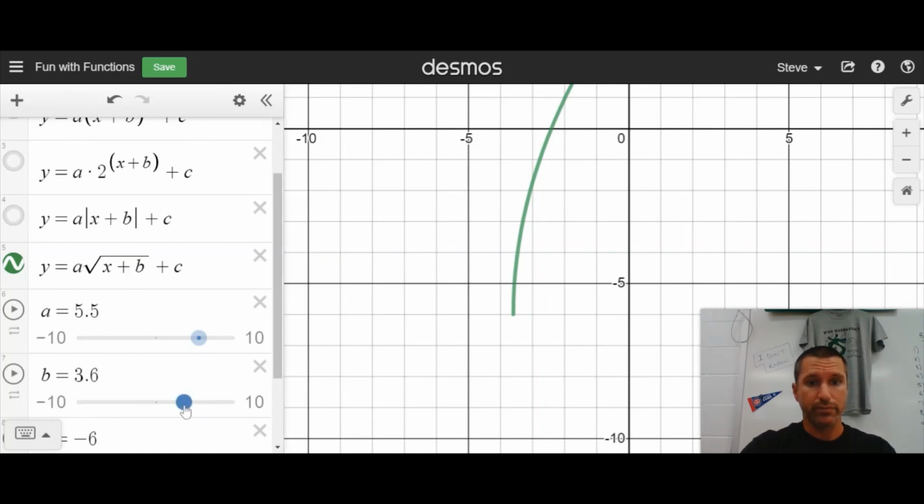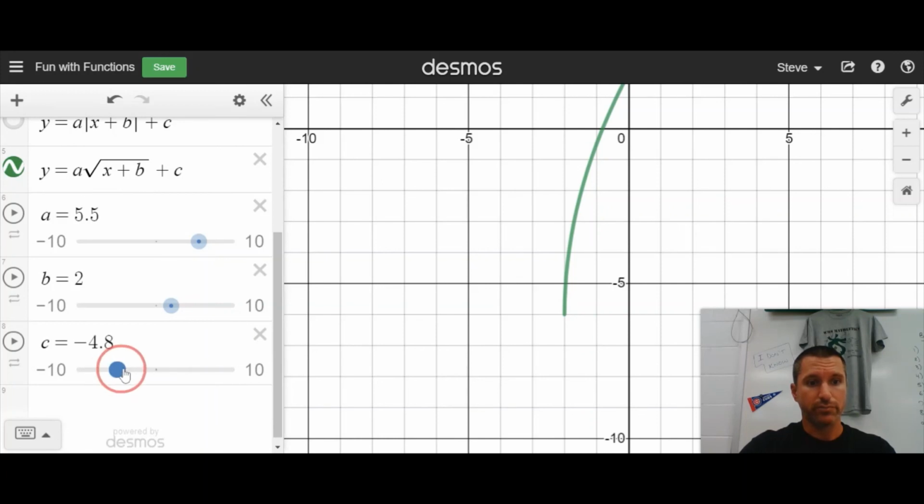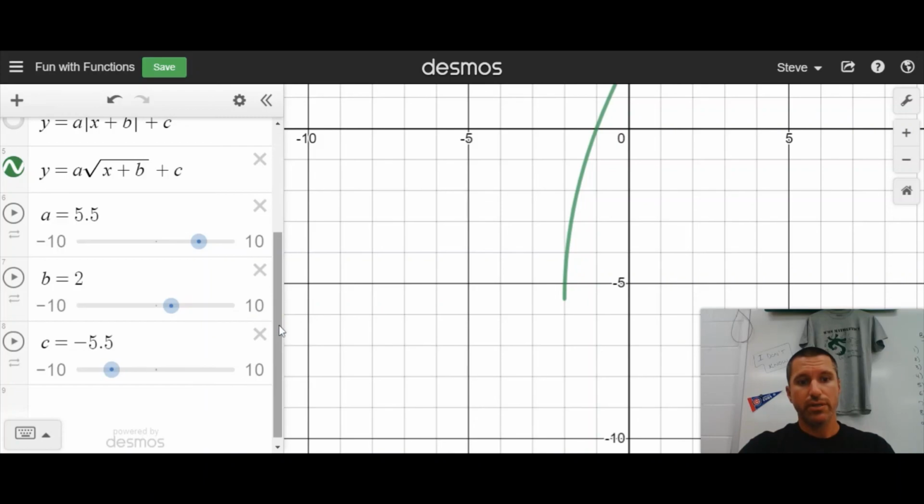So that better happen here. Okay, let's take a look at it. Yep, left and right. Again, counterintuitive. Opposite of what you think is going to happen. The c is what is expected. As you go more positive, it's going to go up. And as you go negative, it's going to drop down. Okay, so those are the 3 radical parameters.